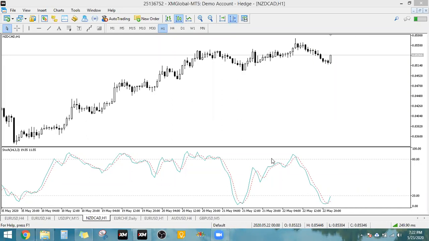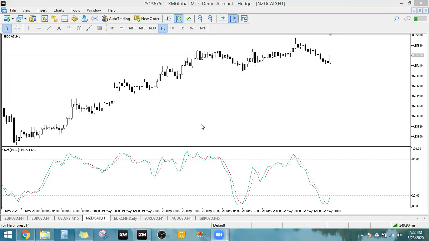So, one of the best things it can tell you is that when it reaches 80 or 20, you can start looking for a reversal. And you still have to base your reversal on other things like price action. It can't be pure stochastic, because pure stochastic won't work. Alright?